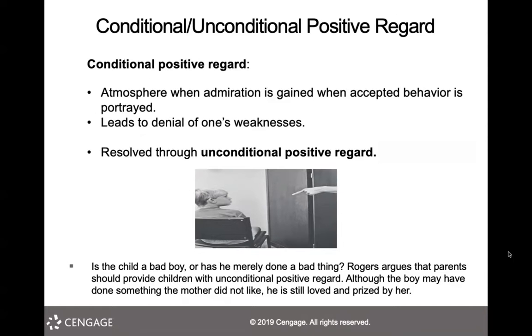We're talking about a lot of abstract concepts here, and I wish I was live having a dialogue with you all, but this is one of the avenues through which we can have this conversation, and I'll try to make the best of it. So, if you look at this image, is this child a bad boy, or has he merely done a bad thing? Rogers argues that parents should provide children with unconditional positive regard. And how do you do that? You say that although the boy may have done something the mother did not like, he is still loved and prized by her. So, parenting is a very important job.